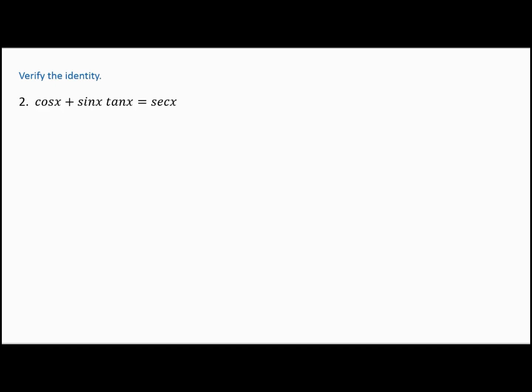All right, let's verify again. I'm going to start with the left-hand side. And that's equivalent to cosine of x plus sine of x times the tangent of x. It does look more complicated than the right-hand side, so that's where I started there. Again, this one I think is screaming to turn everything into sine and cosine once again. That seems to be the most used technique, I think, when verifying identities.